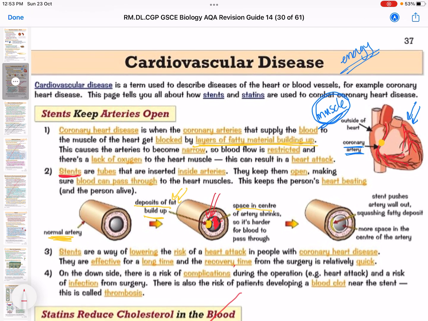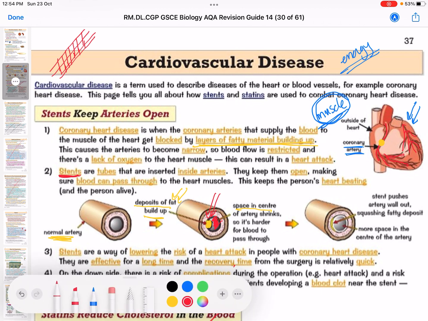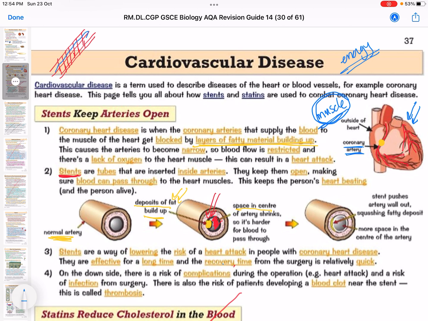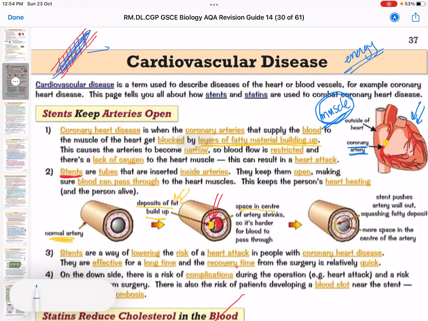Stents are tubes that are inserted inside the arteries. This is how the stent looks like. It's a wire mesh tube, okay? It is a wire mesh tube. Now this wire mesh tube is inserted by a catheter that has a deflated balloon inside. Once this enters inside the coronary artery, the balloon will be inflated. So this is how it will be. The balloon, and that's the wire mesh, okay?